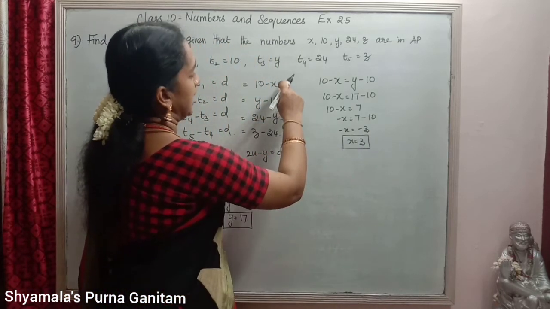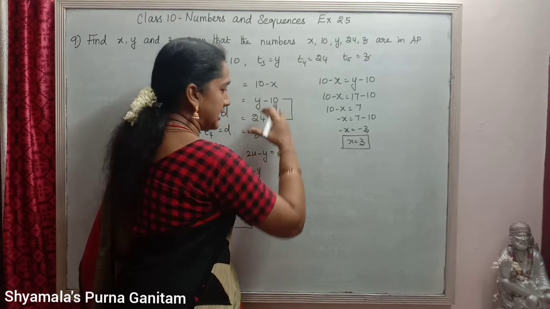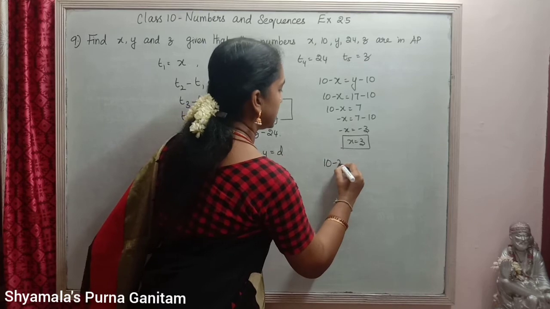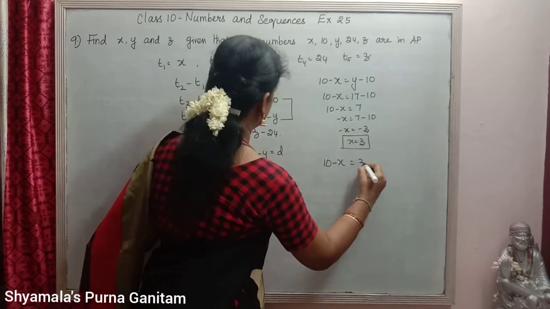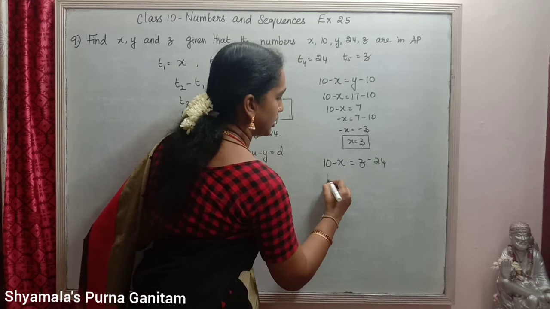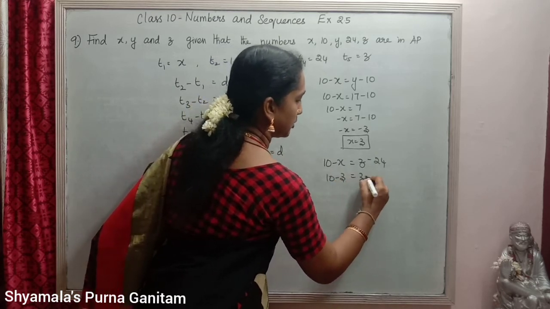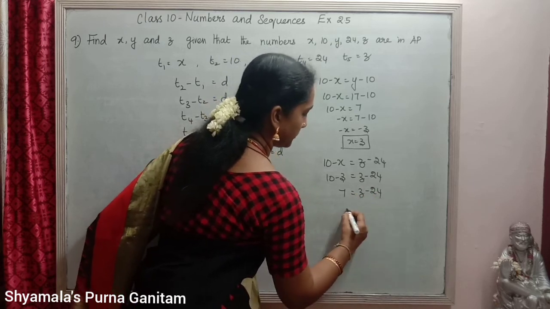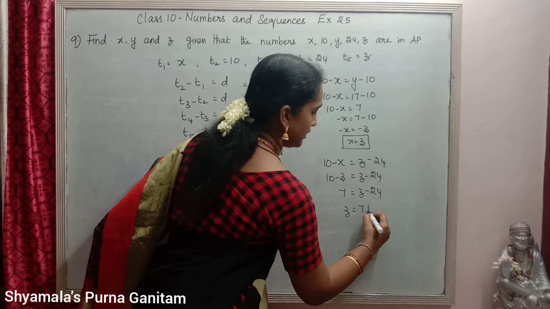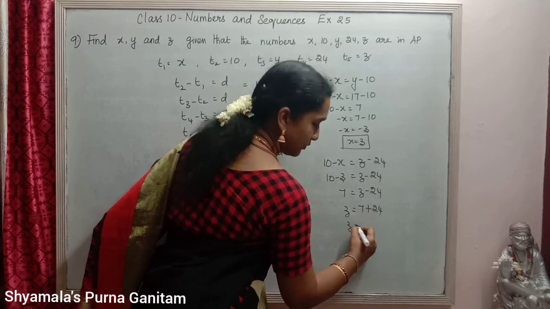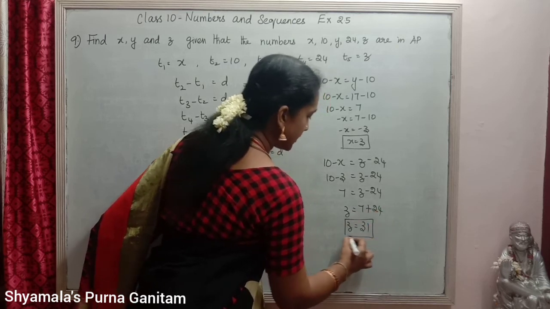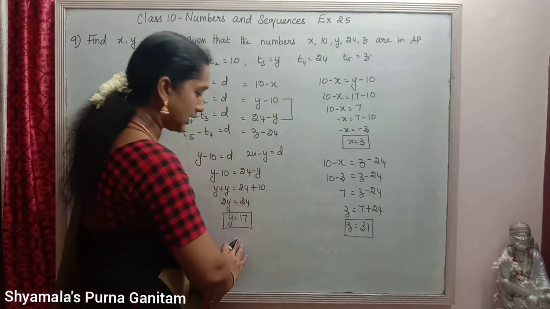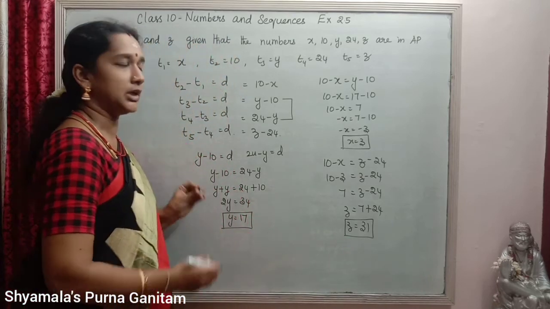Okay. Then I will take these two equations. Any two can be equated to find the value of z. So I am taking 10 minus x is equal to z minus 24. So x value is 3. So 10 minus 3 is equal to z minus 24. So 7 is equal to z minus 24. So z value is 7 plus 24. So z value I got it as 31. So with this I got all the three values, that is x is equal to 3, y is equal to 17 and z is equal to 31.